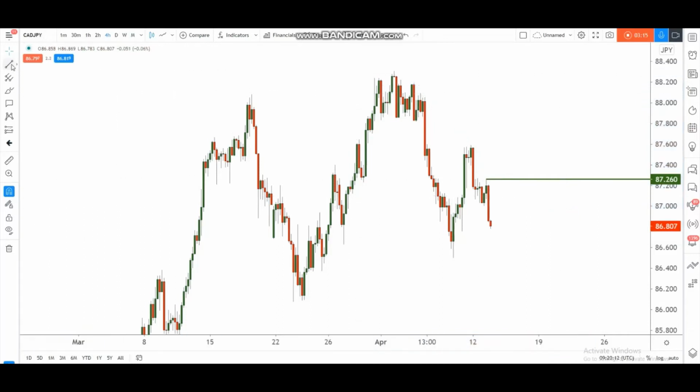Okay, and the next point I will take is our stop loss. So our stop loss I will put here outside of our tentative downtrend line.